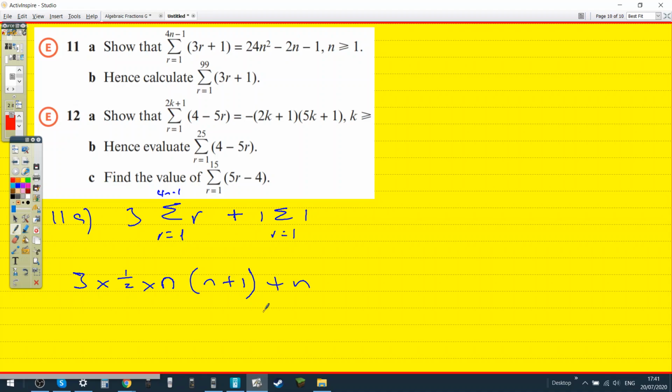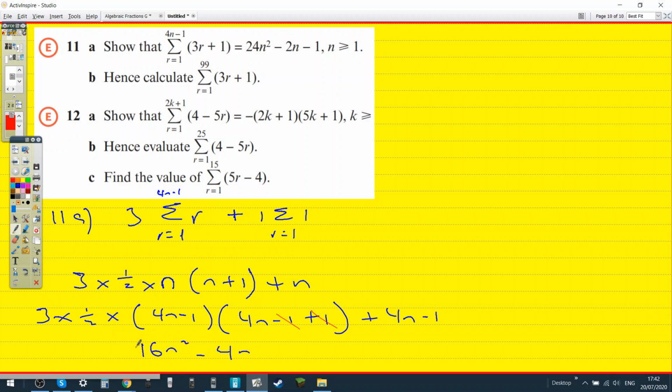And then just solve. And then you substitute n is equal to 4n minus 1. So instead of n, 4n minus 1. And then that's just 4n. We'll solve that after. So 3 over 2 times 16n squared minus 4n, plus 4n minus 1.